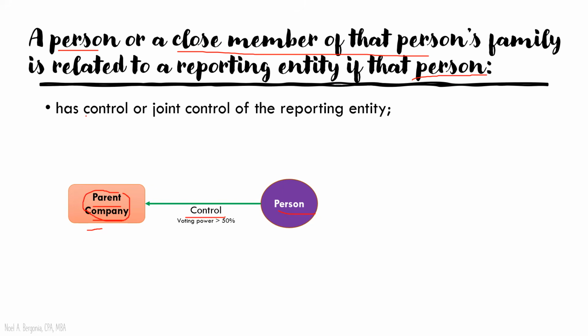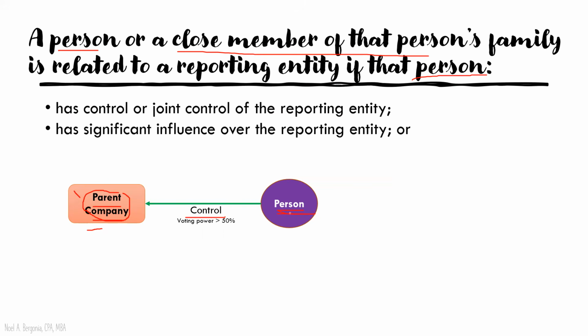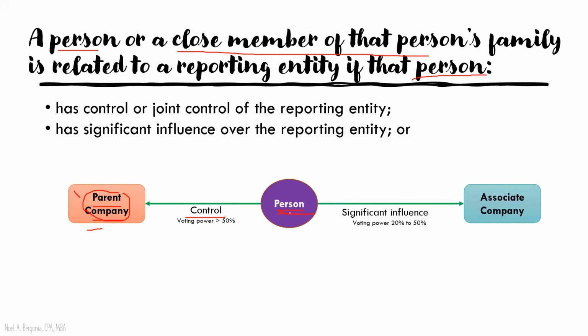So ito po yung una: a person that has a control or joint control of the reporting entity. So if the reporting entity is this parent entity or company, then again, this person, Daniela Mondragon, for example, is already considered as a related party. Are we clear on that? All right. So another, kung wala naman pong control or joint control yung person na yon over the company, baka po meron siyang significant influence over the reporting entity. So let's say again that person, Daniela Mondragon, bought 20% to 50% na voting power in a company. Let's say the name of the company is associate company. So that associate company, since that person has a significant influence over the company, then that person is now considered as a related party. Okay?